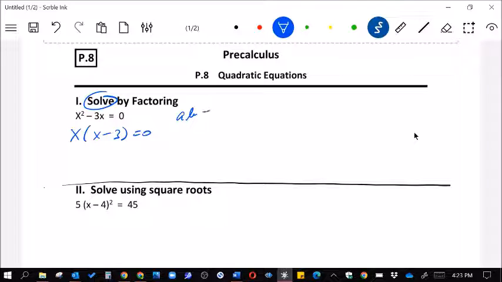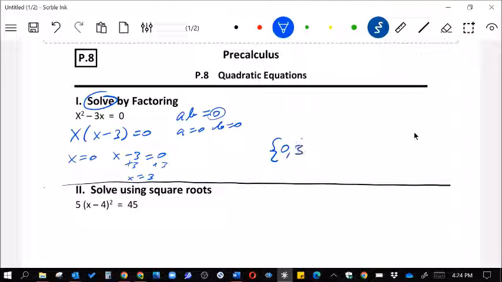So we'll use the AB equals 0 theorem, that A equals 0 or B equals 0, because there's no way you can get 0 if one of these is not already 0, or both of them. So that means we can say that x equals 0 or x minus 3 equals 0. And when you add 3 to both sides, we get x equals 3. So that means our solution set is 0 and 3.